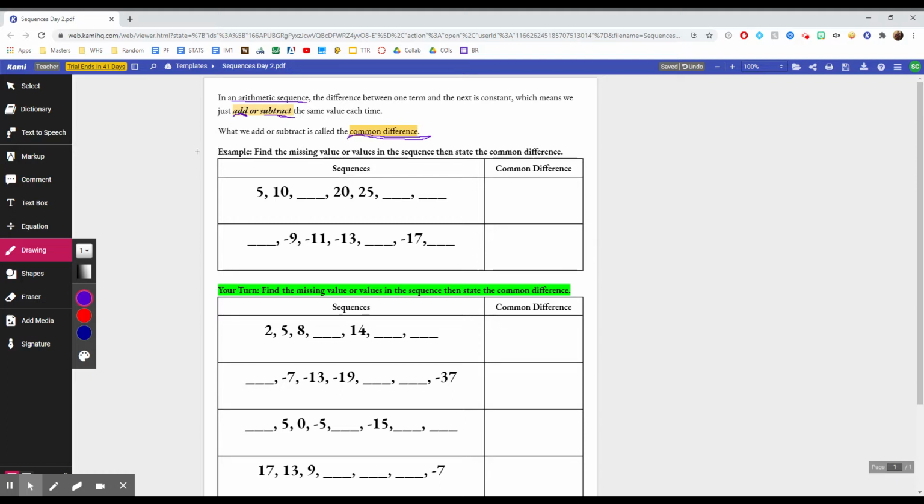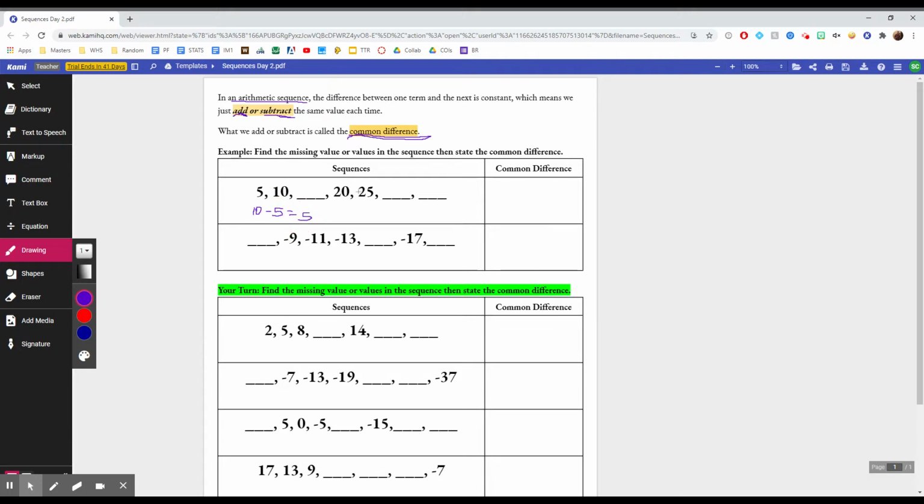Okay, so let's look over these examples. The instructions say find the missing value or values in the sequence, then state the common difference. Since we know that we're dealing with arithmetic sequences, all we want to know is the difference between these two. So we're going to subtract 10 minus 5. 10 minus 5 gives me 5.